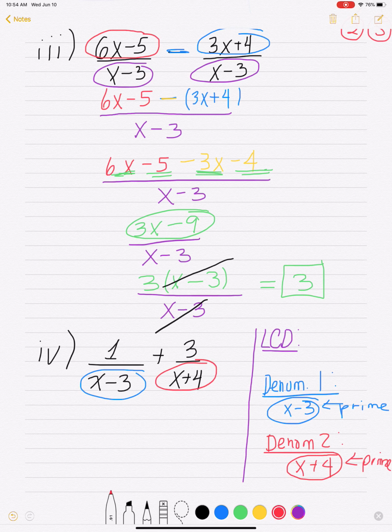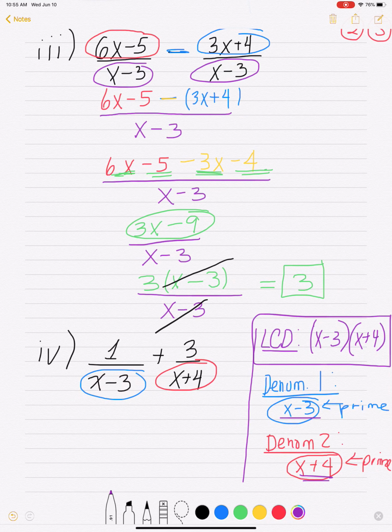So remember, to find the LCD, you multiply all your primes that show up together and take the largest power if you have a larger power. So here we're going to take x minus 3. That's our first prime here, and then x plus 4. That's our second prime. So that's going to be your LCD, x minus 3, x plus 4. So we want to get x minus 3, x plus 4 on the bottoms of these fractions.